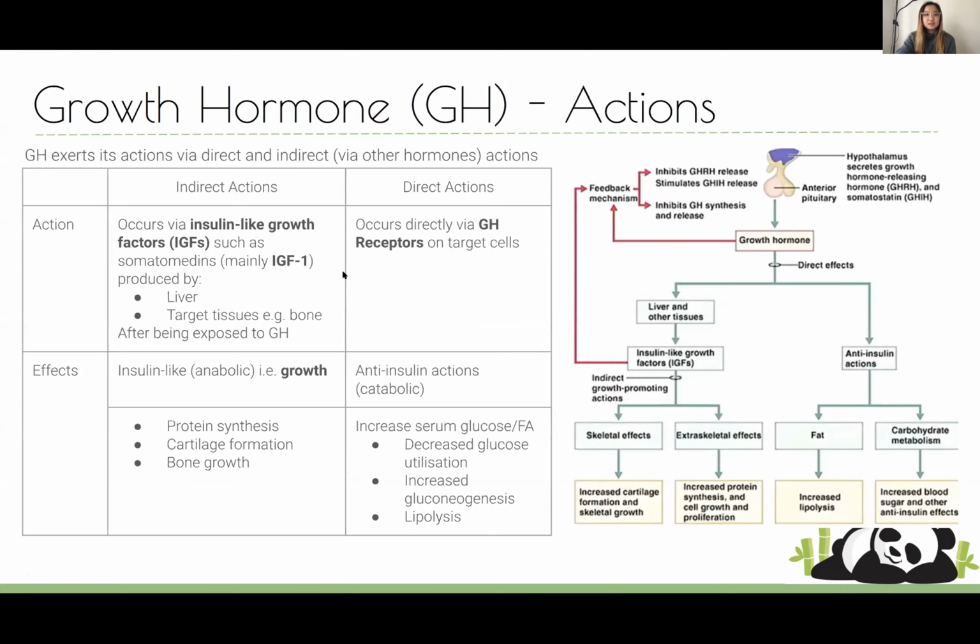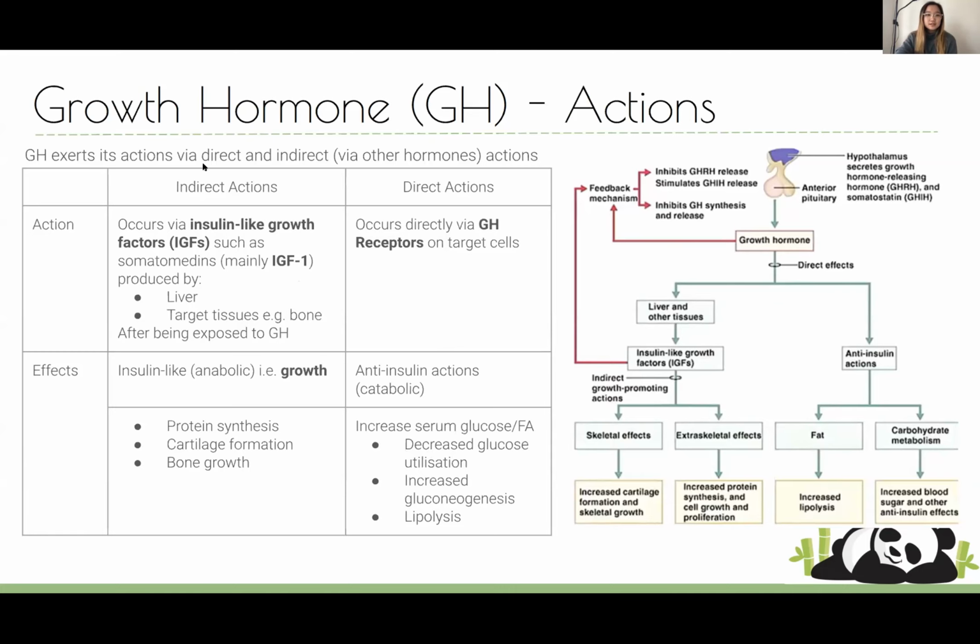So it exerts its actions by direct and indirect actions. So it can directly affect things via growth hormone receptors. That just means that the hormone itself travels in your blood, goes to its target organs, and then has these effects. And they tend to be anti-insulin actions. So if you remember what insulin does, it's the hormone that's released after your meals to make you store energy, right? So anti-insulin will be catabolic. And so these actions are things like lipolysis, increased gluconeogenesis, and decreased glucose utilization.